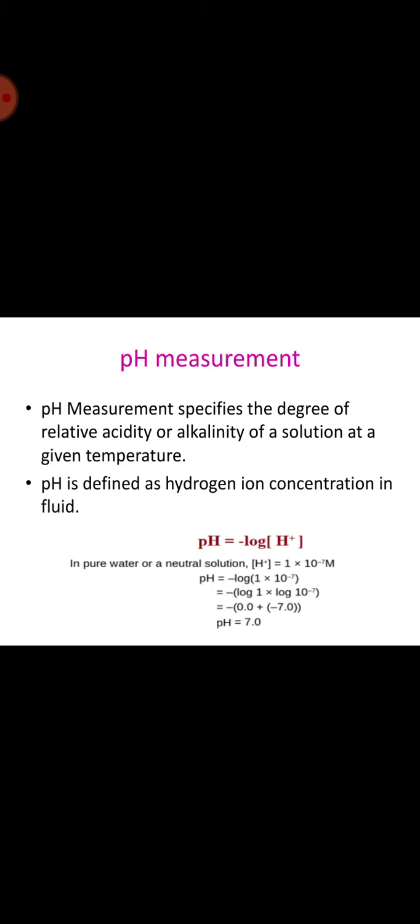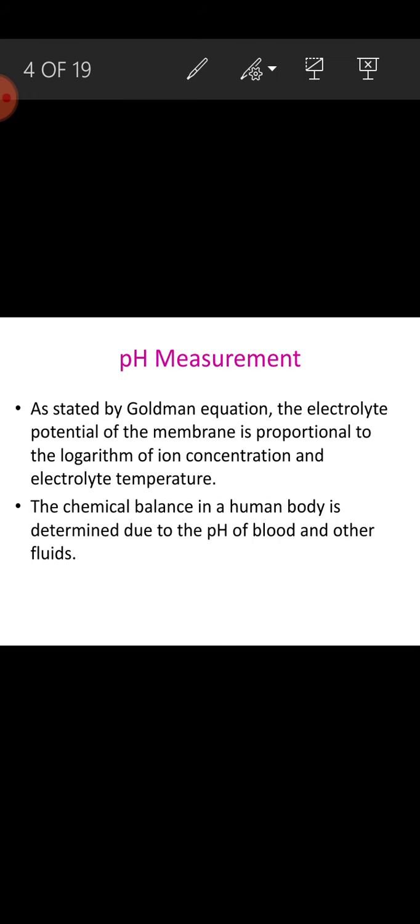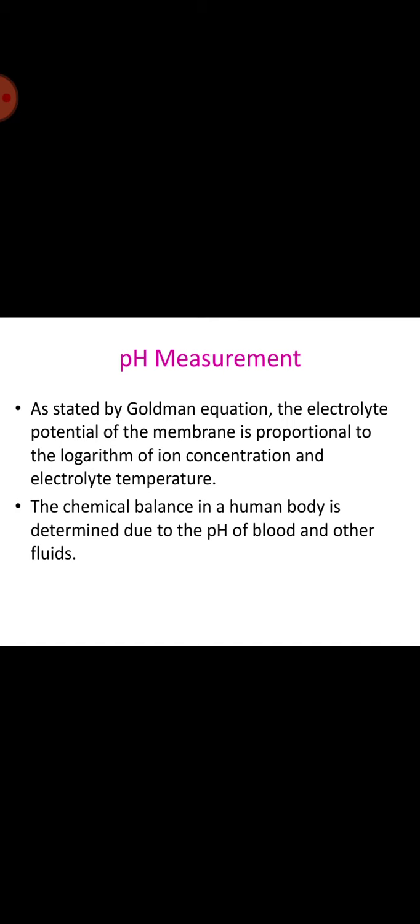Now, let us see the pH measurement. pH is the measurement of hydrogen ion concentration expressed logarithmically with the negative exponent of hydrogen ion concentration. Let us say the pH of blood. The acidity or alkalinity of a solution depends on the concentration of hydrogen ions. So, increasing the concentration of hydrogen ions makes a solution more acidic, and decreasing the concentration of hydrogen ions makes it more alkaline. So, the chemical balance in a human body is determined by the pH of blood and other fluids.